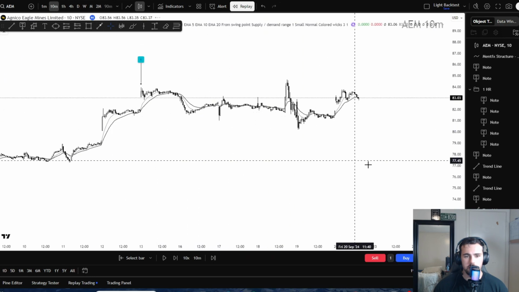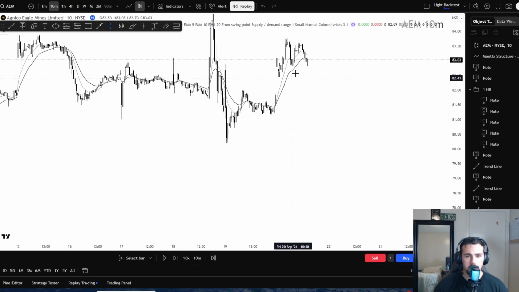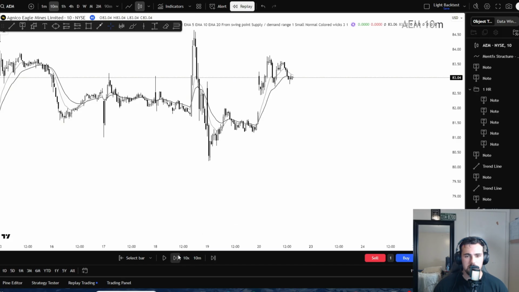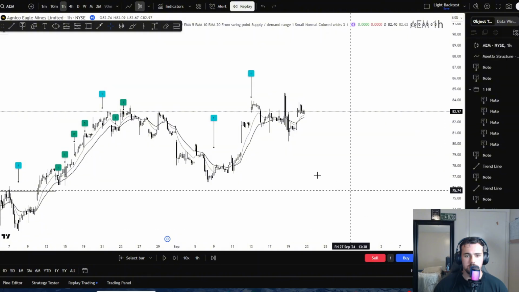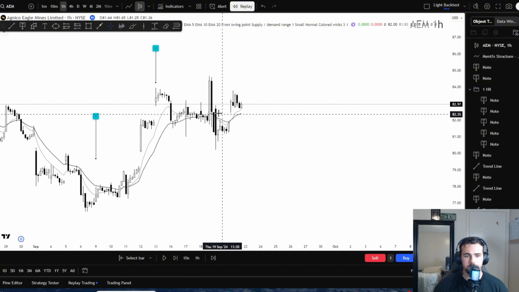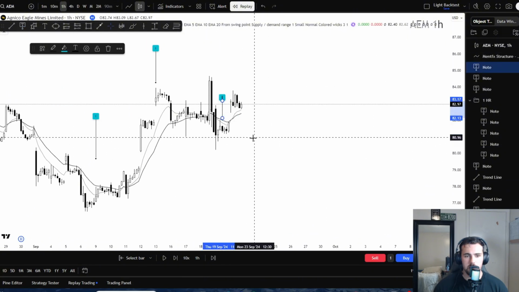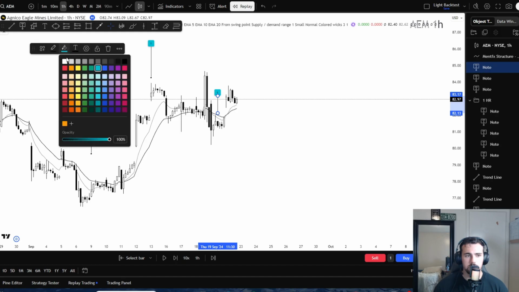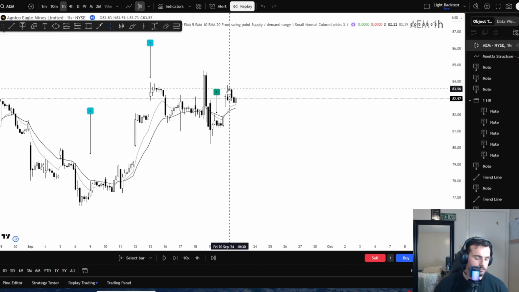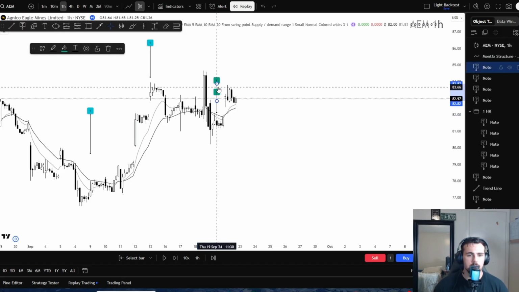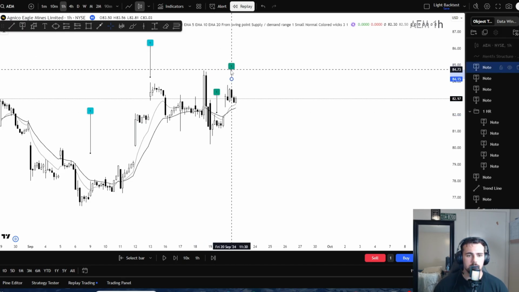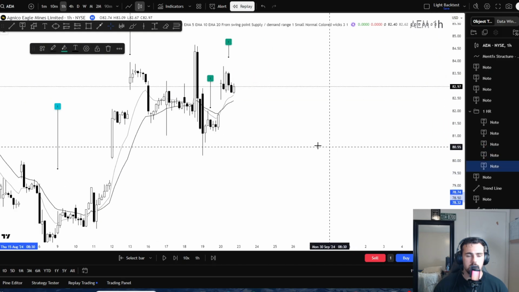What's the 10-minute doing? The 10-minute is resetting now. Should move down. On the 1 hour, it's creating an accumulation through this point here. Mark that in green. This would be worth a trade.